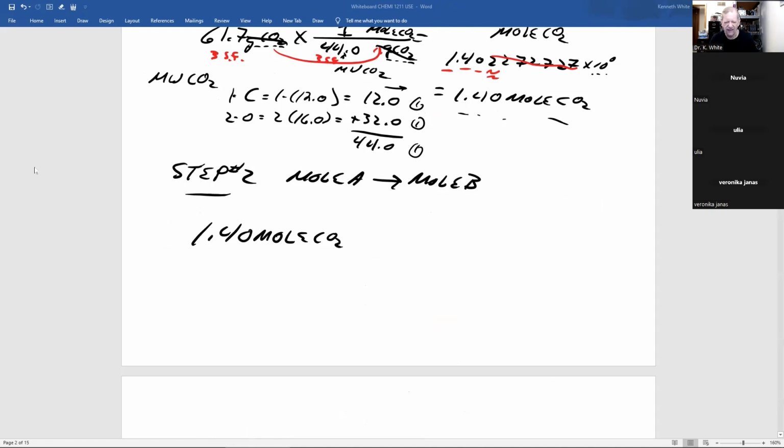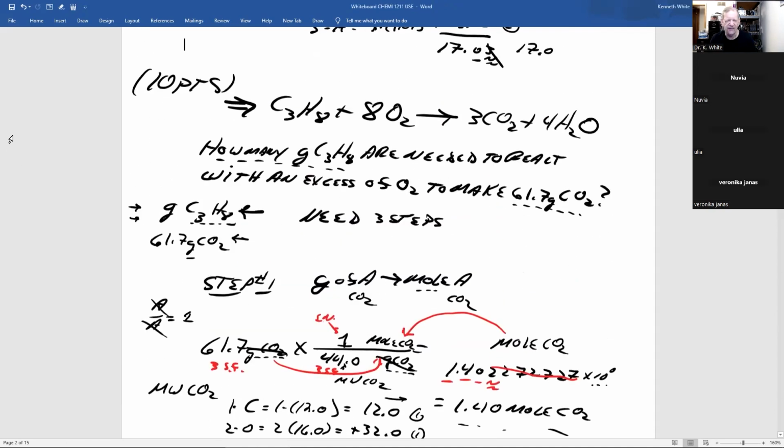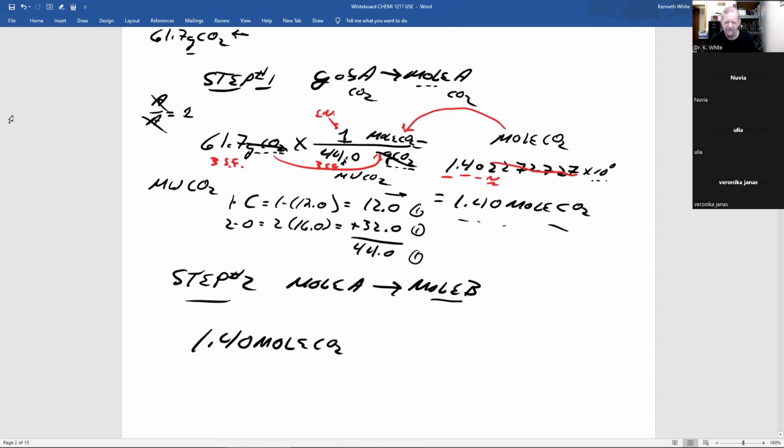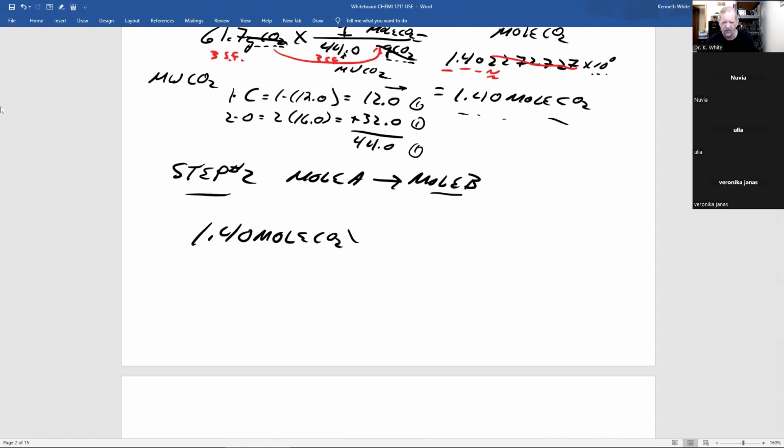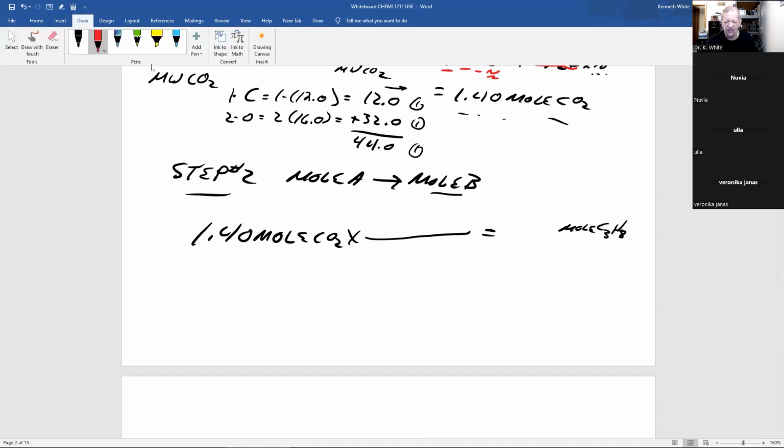All right. What are we trying to get to? Moles of B. How do we know what that is? That's whatever molecule we're trying to get our answer to. Grams of C3H8, propane. So we want to go to moles of C3H8 propane. And now we'll use our good buddy, our good friend, unit analysis.